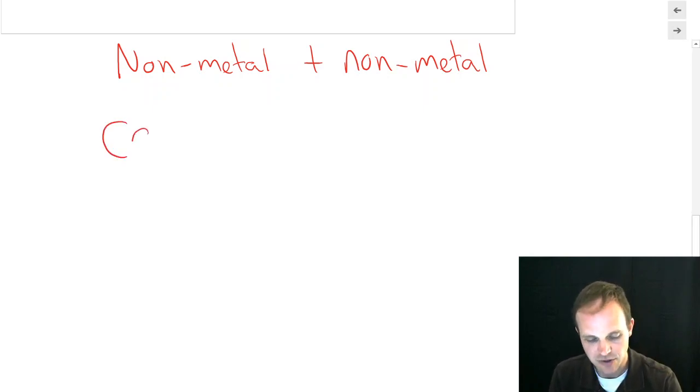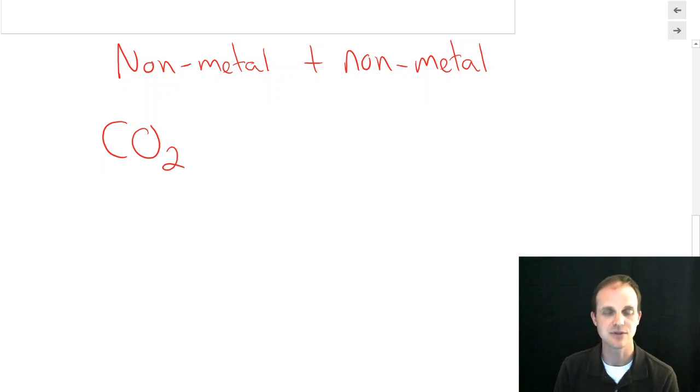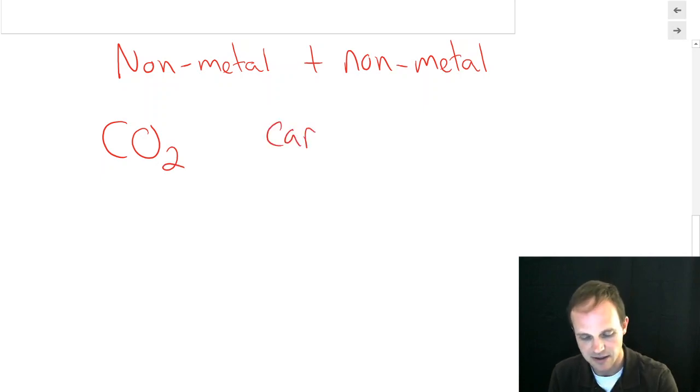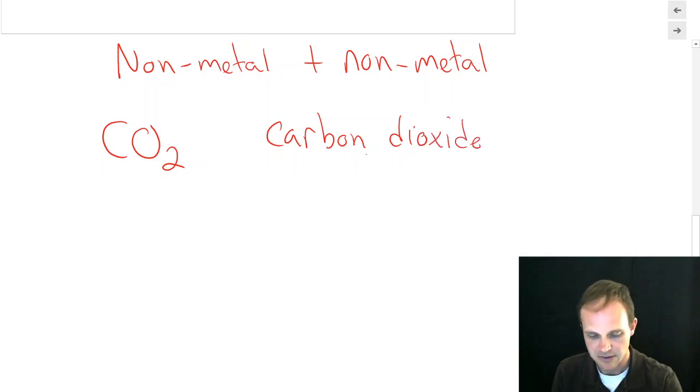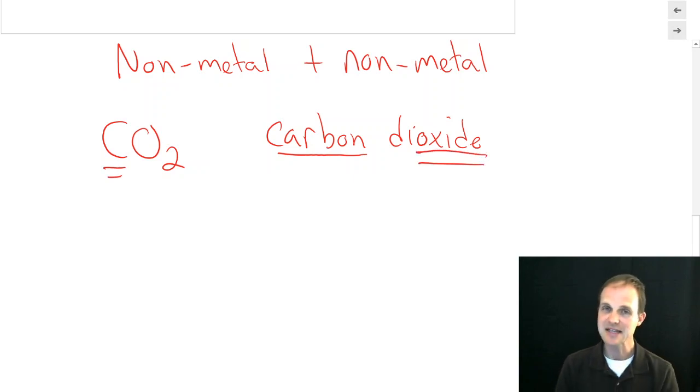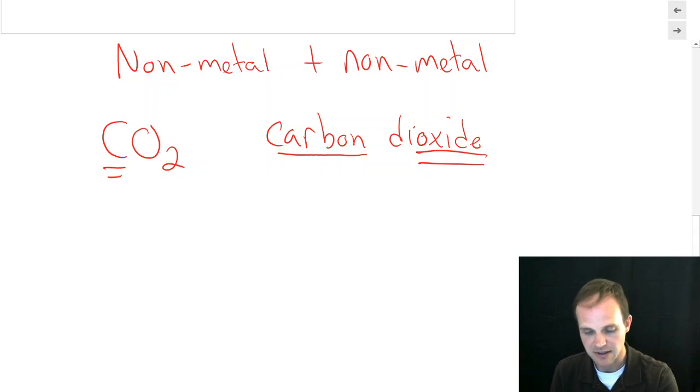Let's name something that you're pretty familiar with. CO2, carbon dioxide. So what did I have to do here? I used carbon, so the first element just got its name. The last element did that IDE thing again. We saw that when we were doing the ionic naming, we took the first syllable of the second element and turned it into IDE. But we added this other thing here called di.